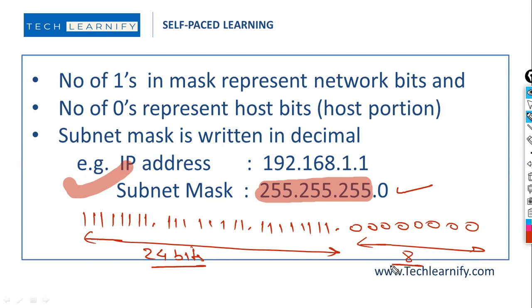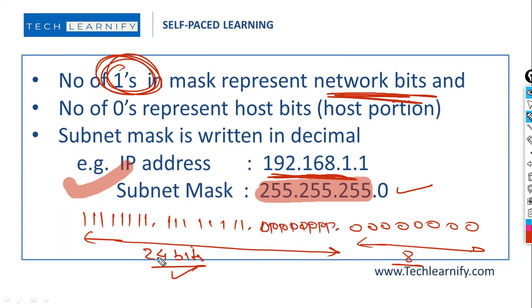8 zeros. And the number of ones in the subnet mask represent network bits. So the same rule: 24 bits means 24 network portion. But what if I change this? Maybe I just put zeros here. So yes, now 16 bits network. So only 16 bits would be the network portion. Means with the help of subnet mask, we can change network and host bits of an IP address, right?